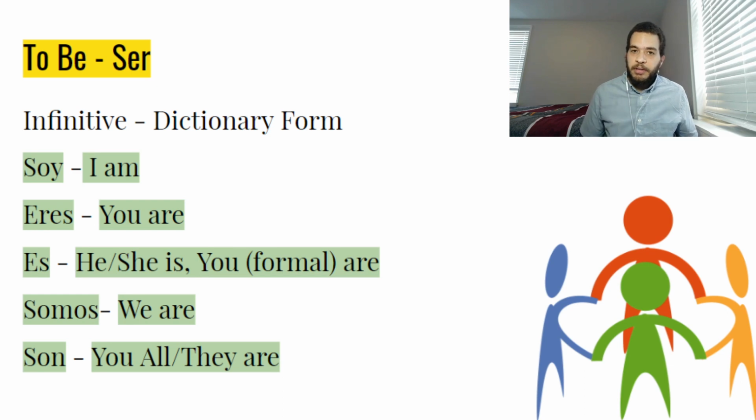Now, something important about verbs in Spanish. Since we have a different form of a verb for every person that we're talking about, we don't need to include the pronoun of the person that we're referring to. Just use the verb with its correct conjugation, and we'll know exactly who you mean. So let's take a look. Soy, I am. Eres, you are. Es, he or she is. Or remember the formal, you are. Somos, we are. Son, you all are or they are.